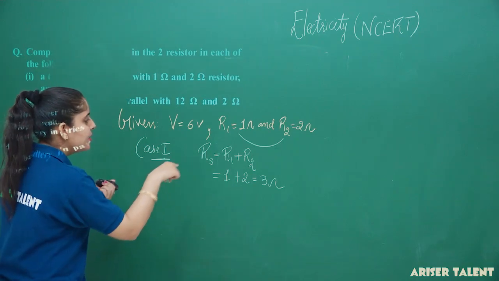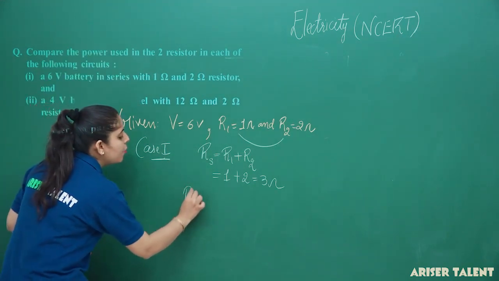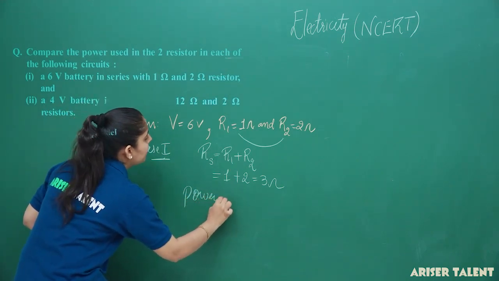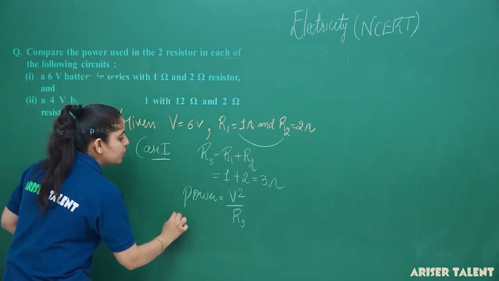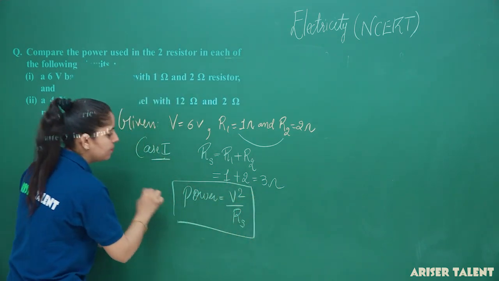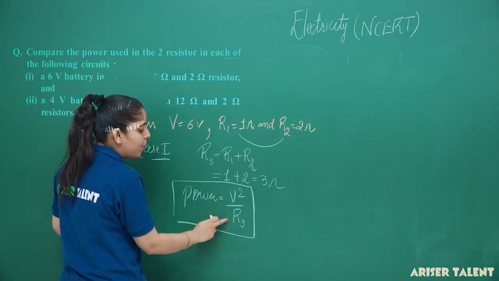Is it all right? This came out to be 3 ohm. Now what is the formula for power? The formula for power will be V square upon R, and in this case it is Rs because we are using the series combination here. Now the power will be calculated by V square upon R.